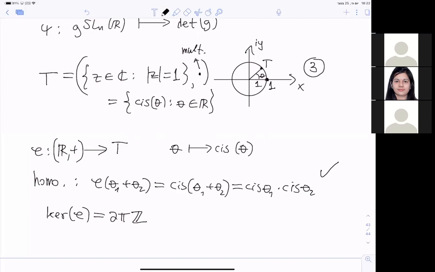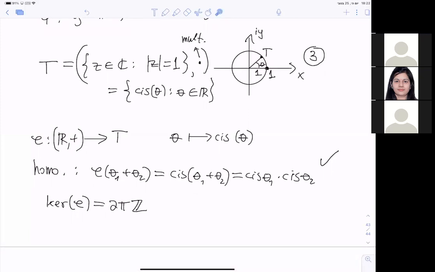Now, let me change these things a little, because for now we see that R modulo 2 pi Z is isomorphic to the target T. But I want to show it in a nicer way. So instead of writing this, let me write it in this way. Of course, everything remains true.